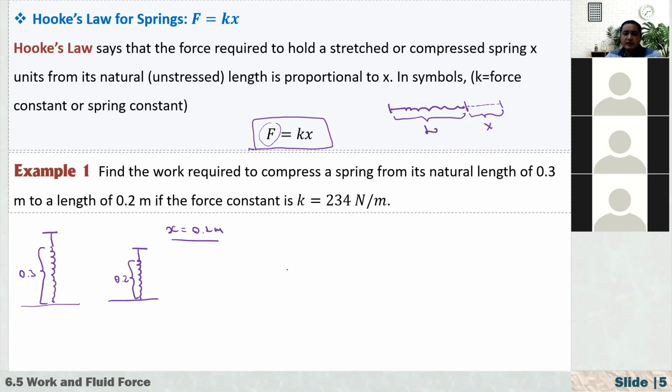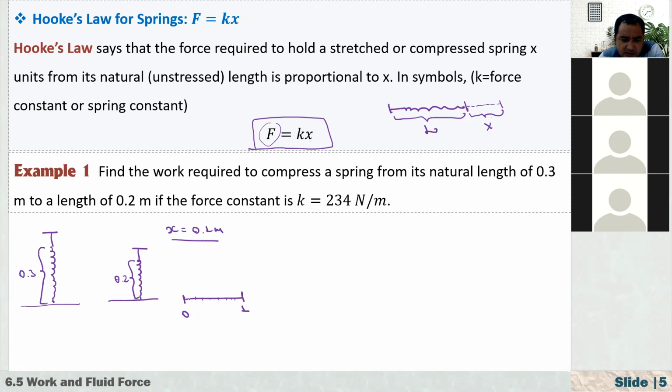Now from here, we are going to find the work. If I draw that 0.1 line segment, x is changing from 0 to 0.1. Because as you compress this more and more, it requires more force. It gets harder and harder. That means at every point you are applying a different amount of force.